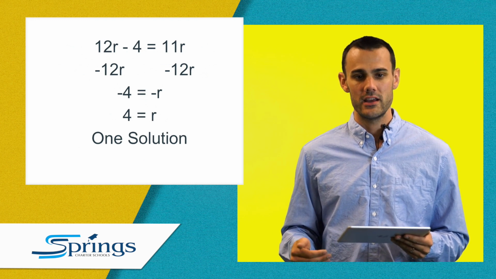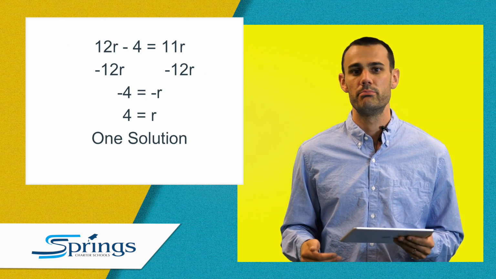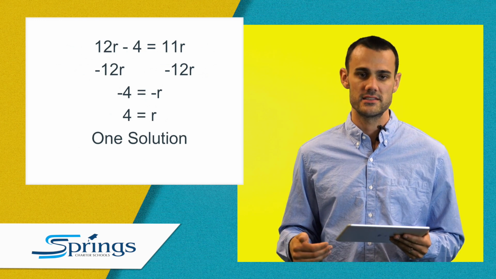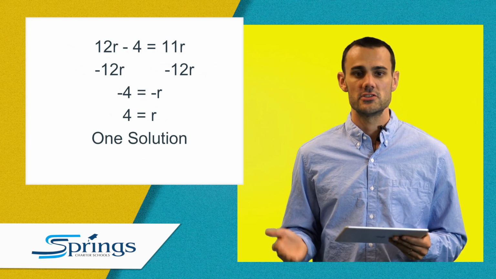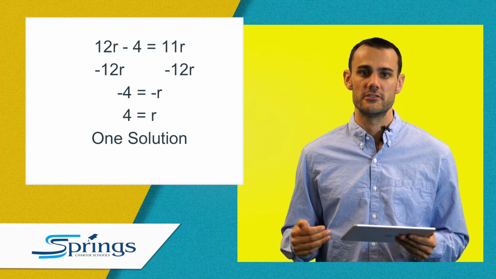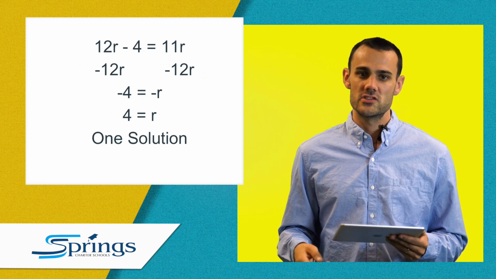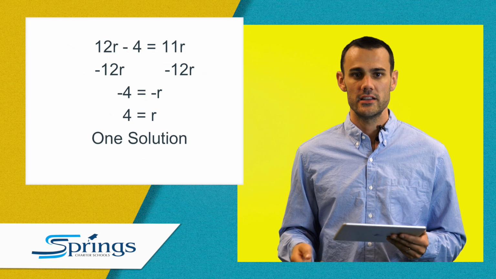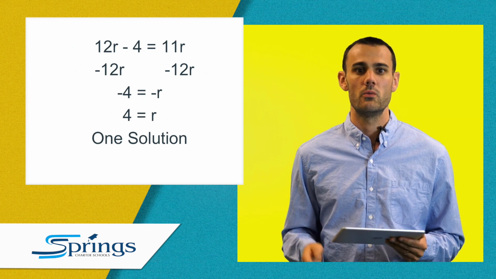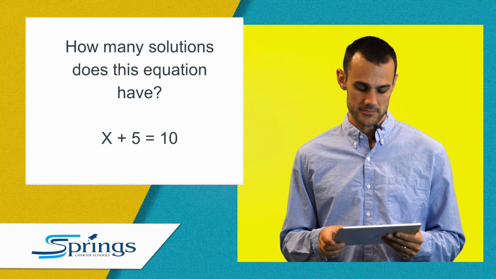Well, we can't have a negative variable, so we need to multiply both sides by negative 1 for that to go away. So I did that, and we get a solution of 4 equals r, or r equals 4. Now, going back to those three types of solutions we can have in a linear equation, this one resulted in a one-solution equation.